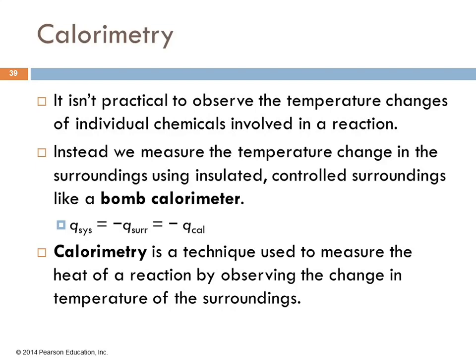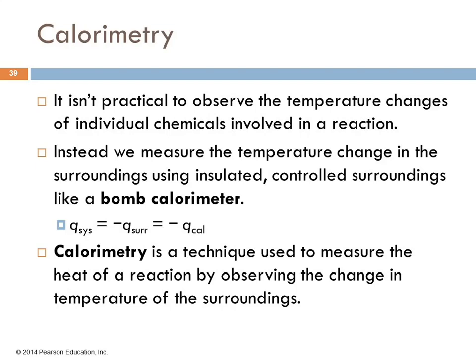So it isn't practical to measure temperature changes of the individual chemicals, like the block of copper and the water together. What we do is we measure the change in temperature of the surroundings, and we use what's called a bomb calorimeter. This is an insulated, controlled system. It's got a fixed volume. We don't have to worry about things leaving the calorimeter.